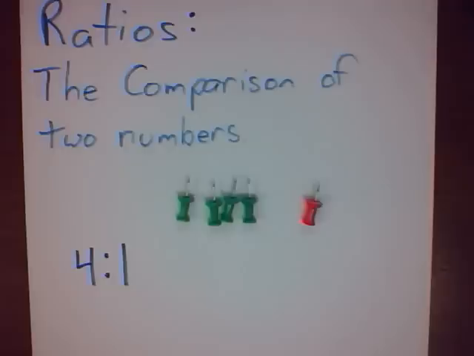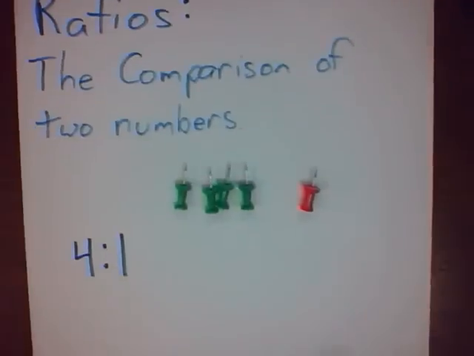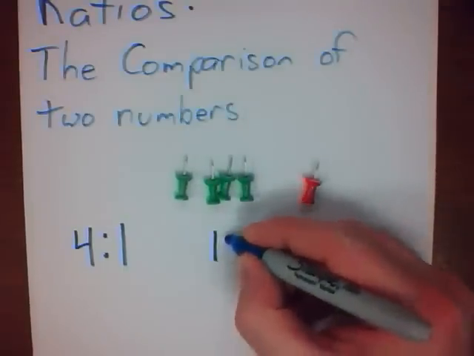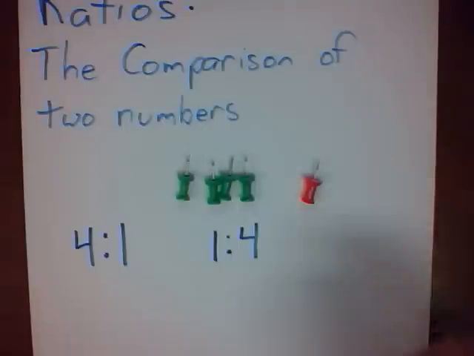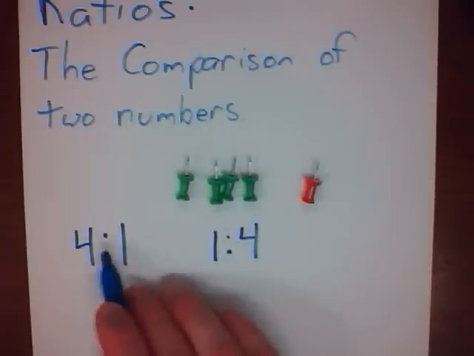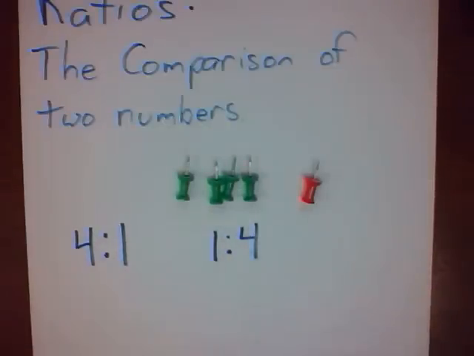Now, what if the question asked me, compare the red pins to the green pins? Well, that's pretty simple. I have 1 red pin and 4 green pins. And please note, the ratio then changes depending on what you're being asked to compare. So the order matters. Pay attention in the questions and work you're doing to the order that the question is asking you to put the numbers in. And this could be a comparison of boys to girls, or apples to oranges, or wins to losses. Any sort of comparison of two numbers is a ratio.